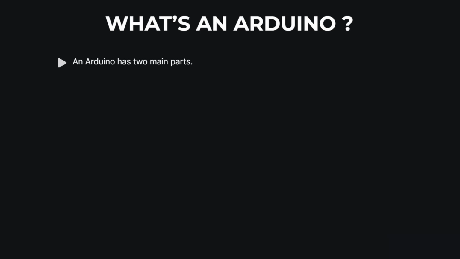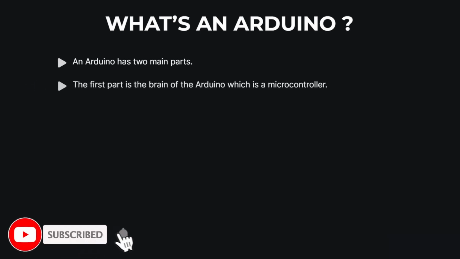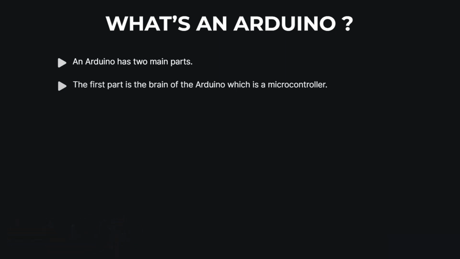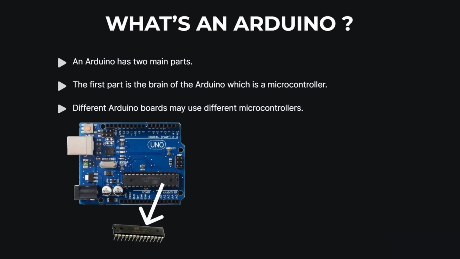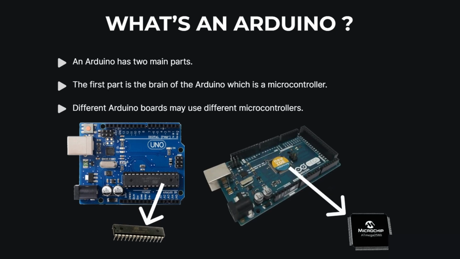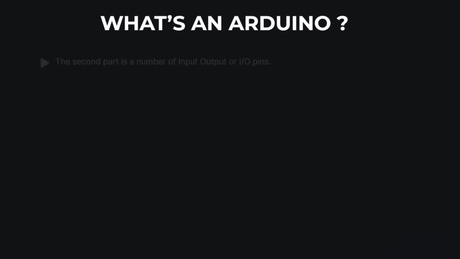An Arduino board has two main parts. The first part is the brain of the Arduino, which is a microcontroller. There are many different microcontrollers like the ATmega 328, the ATmega 168 and the ATmega 2560. Different Arduino boards may use different microcontrollers. For example, the Arduino Uno and the Arduino Nano both use the ATmega 328 microcontroller, while the Arduino Mega uses the ATmega 2560 microcontroller.